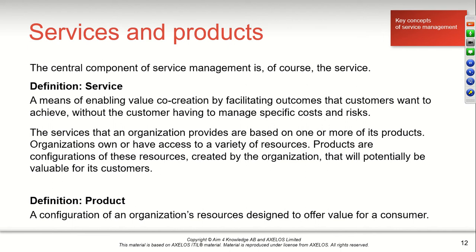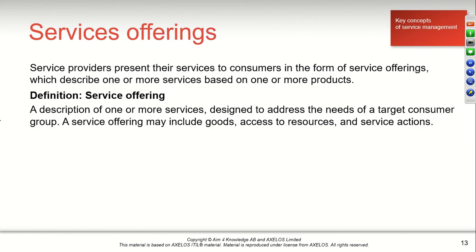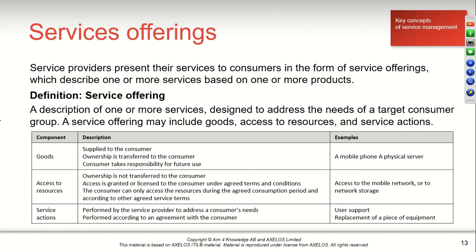So a product is expected to be the configuration of resources which is created by an organization that is valuable to customers. And we equally mentioned service offering, that is a description. The keyword there again is description of one or more services that is designed to address the needs of a target customer group. An example is when a laptop is supplied with power, with the operating system installed, with the applications installed, that is a description of a service.